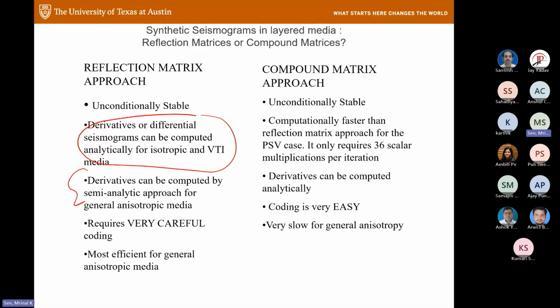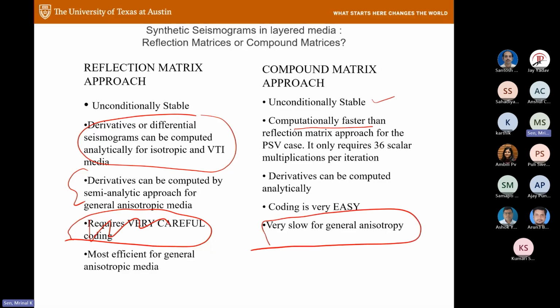You need to do a little bit of careful coding, but I would probably take that bullet out, because nowadays, with the invention of Python and all those, matrices can be designed very, very quickly. So this is probably no longer valid, and it's most efficient for an anisotropic medium. On the other hand, this compound matrix approach of Duncan is also unconditionally stable. It's actually even faster than Kenneth's approach, but for general anisotropy, it's very, very slow.